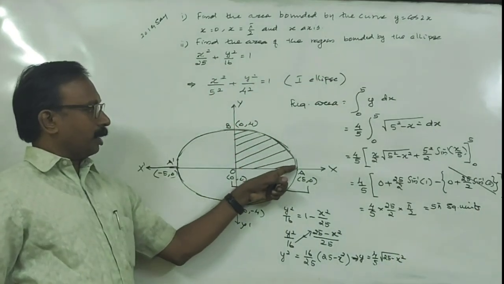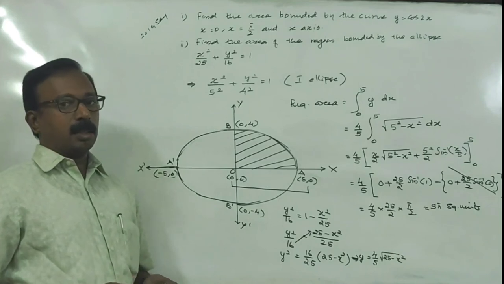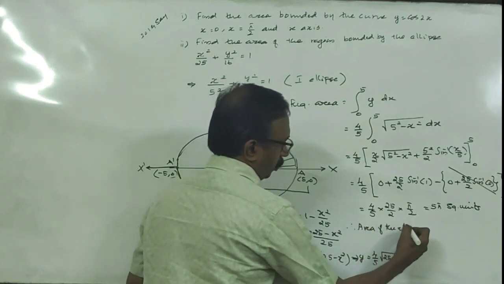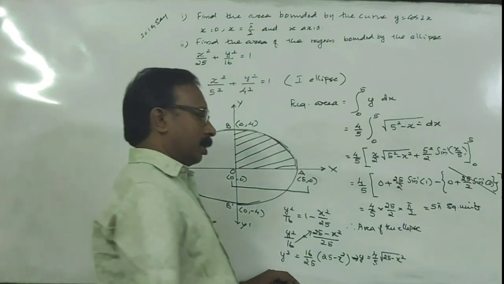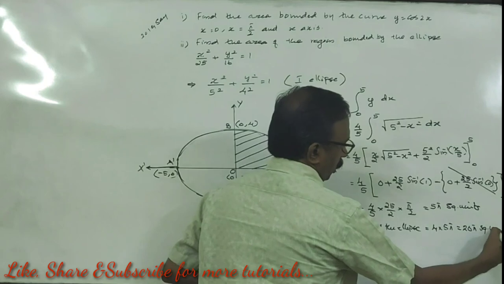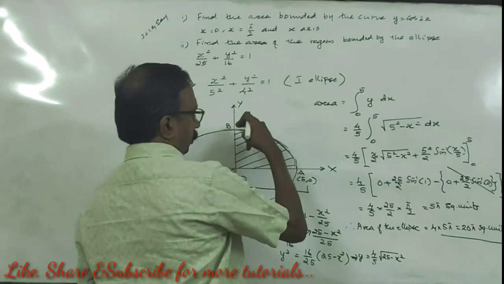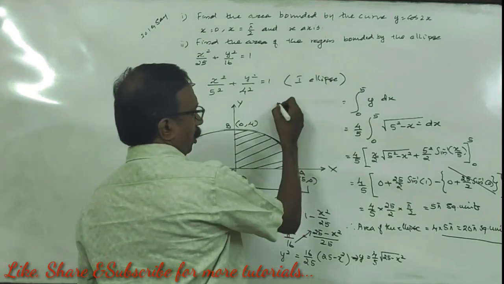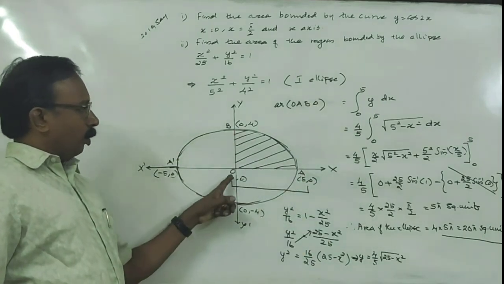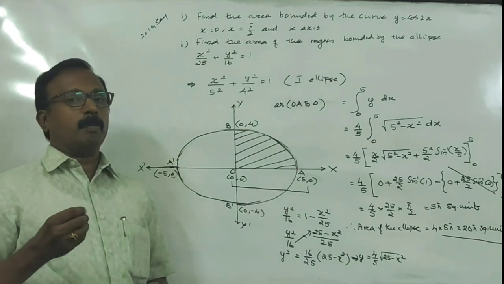Here we found the area of this much portion, and 4 portions of the same size make up the ellipse. Therefore, area of the ellipse is equal to 4 into 5 pi, that is 20 pi square units, isn't it? This is the area of the ellipse. Here, area of OABO is 5 pi square units. Therefore, area of the ellipse is 4 into 5 pi, so it is 20 pi square units, isn't it?